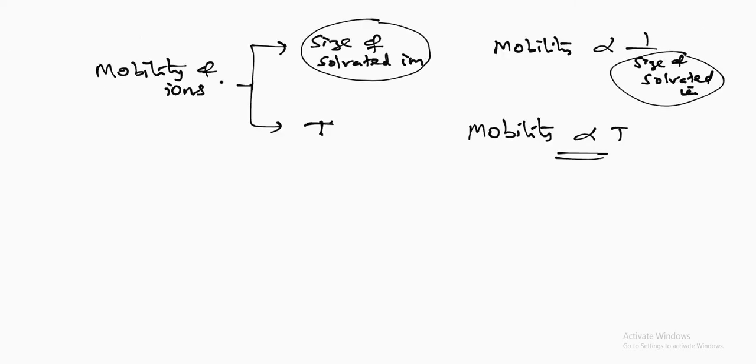Yes, sir. So mobility of ions depends on two things: the size of the solvated ion and temperature. Mobility is inversely proportional to the size of the solvated ion. The smaller the solvated ion, the higher the mobility. The higher the mobility, the higher the conductance. The second factor that decides mobility is temperature. As temperature increases, kinetic energy of the ions increases and the ions move faster. So mobility is directly proportional to temperature. So as mobility increases, conductance will increase. Simple.